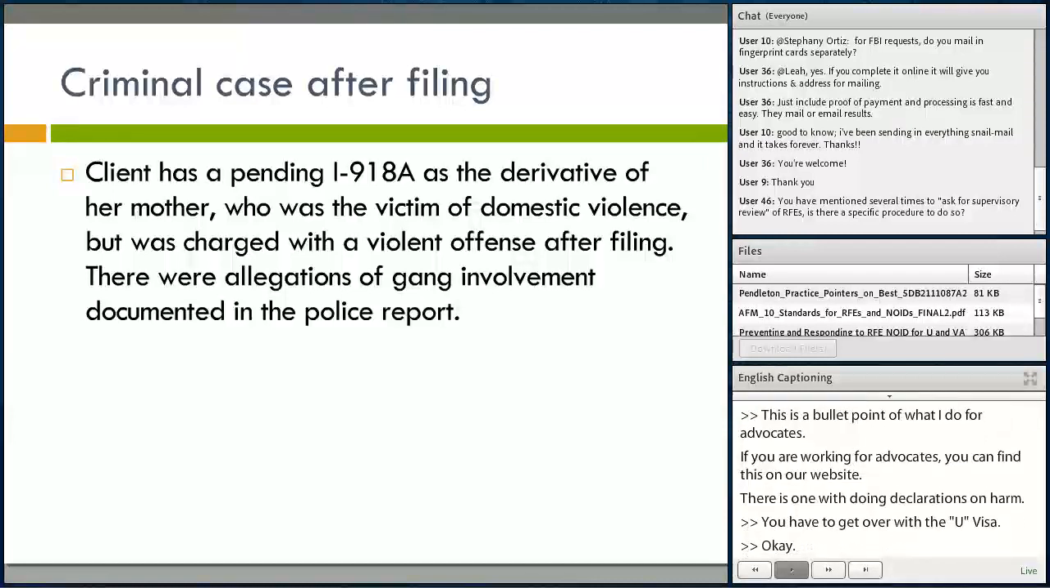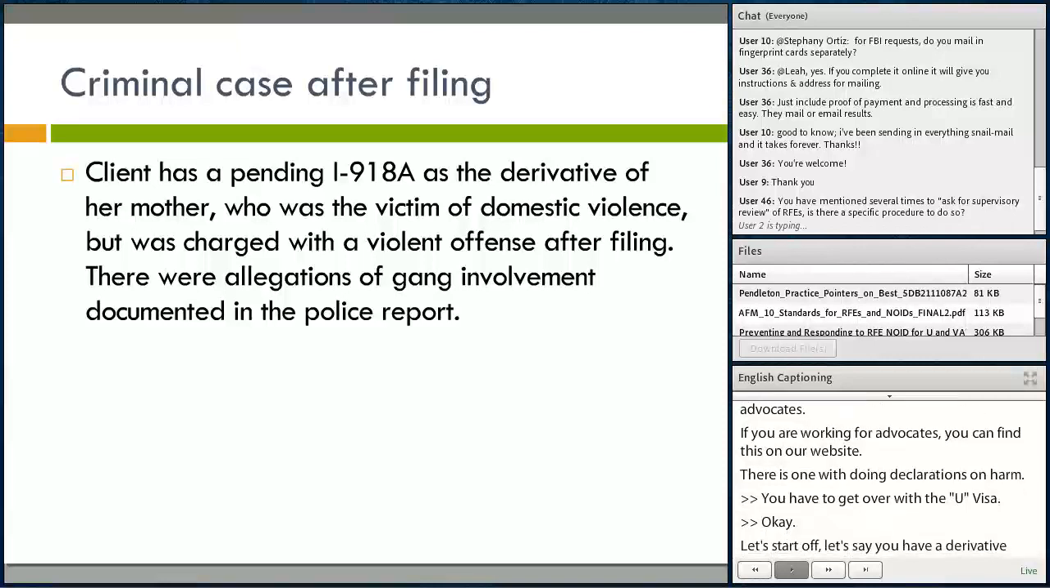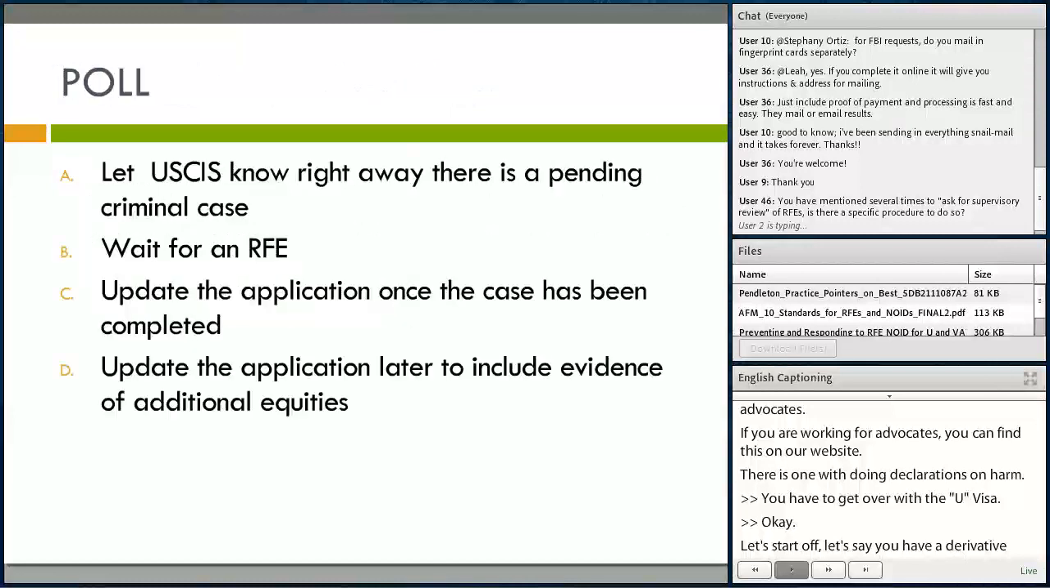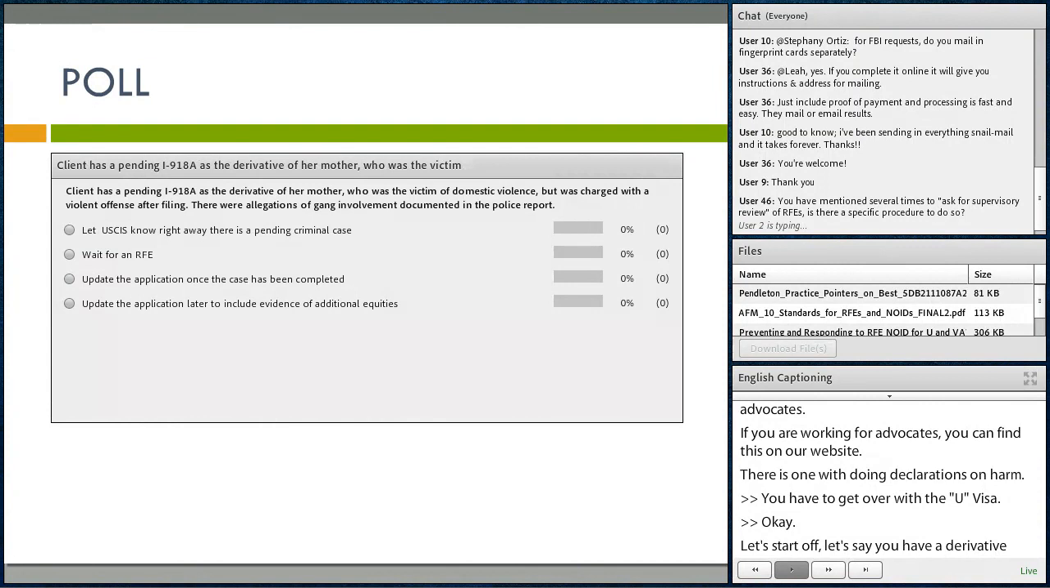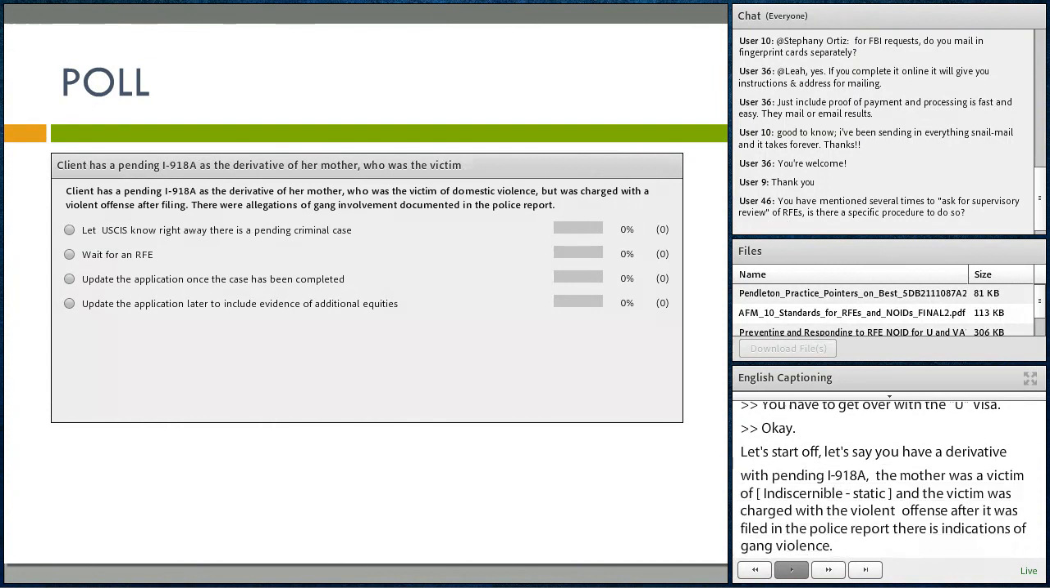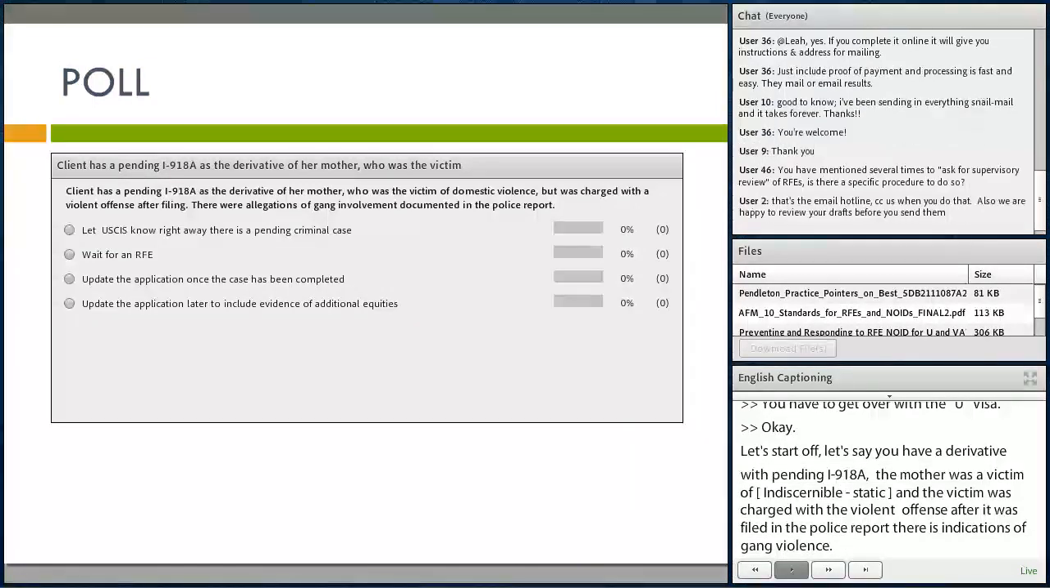Yeah. Okay. All right, so let's start off with a little hypo. Let's say you have a derivative with a pending 918A. Her mother was a victim of DV, but the derivative was charged with a violent offense after the filing was submitted. And in the police report, there are some allegations of gang involvement. Okay? All right. So, Alicia, we could get the poll up.